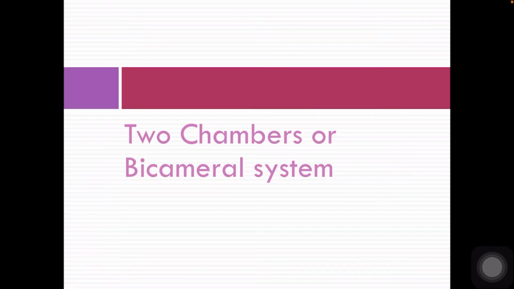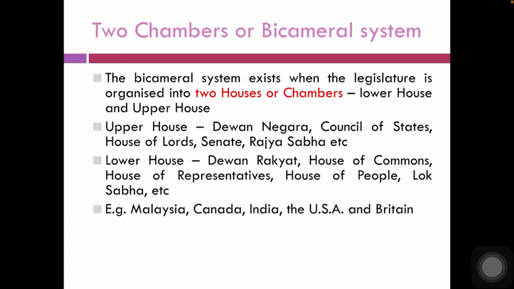So kita nak tengok bicameral system ataupun kita kata dengan two chamber. So, the bicameral system exists when the legislature is organised into two houses or chambers. So, dia ada lower house and also upper house. So, dalam Malaysia, kita pakai bicameral system. So, for example, upper house tu contohnya macam kita Dewan Negara lah. So, dia ada Dewan Negara for Malaysia, Council of States for United States of America. And then you ada House of Lords, Senate, Rajya Sabha and etc.